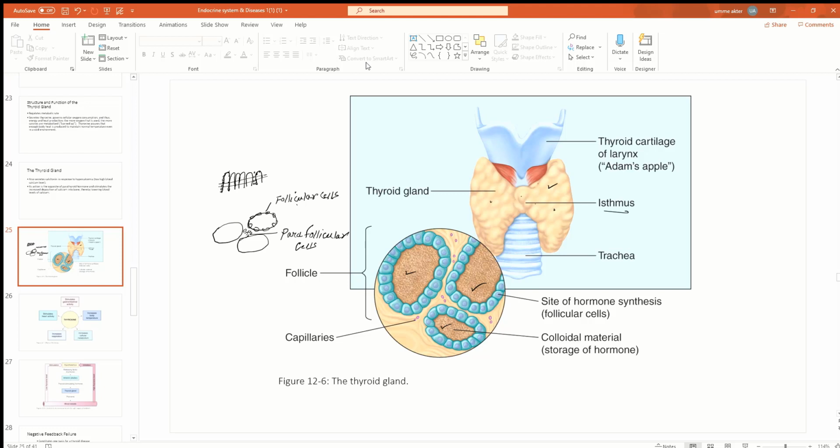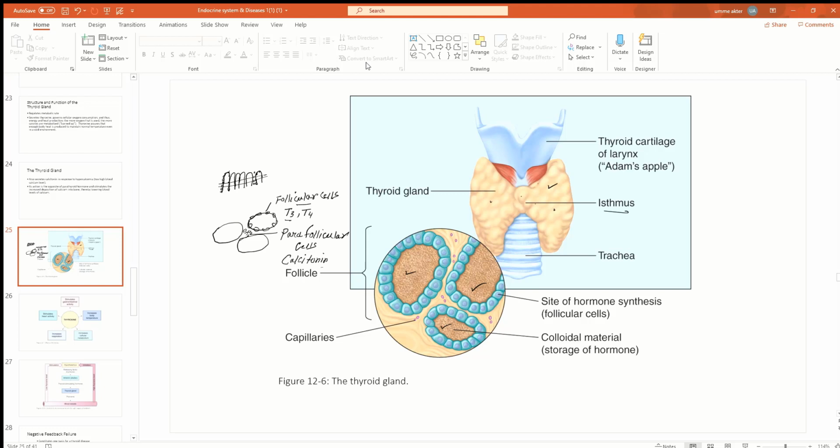And follicular cells are responsible for the production of T3 and T4, these two hormones, okay? And parafollicular cells are responsible for the production of another hormone of the thyroid gland, that is called calcitonin, okay?